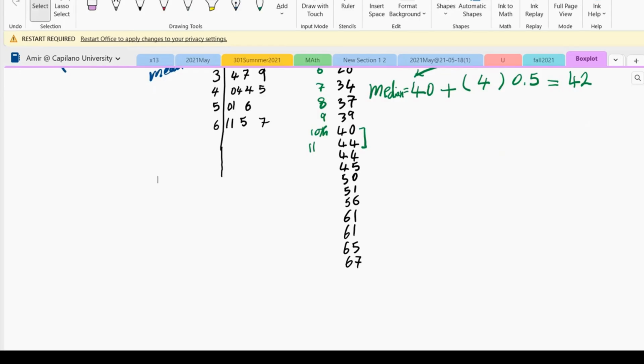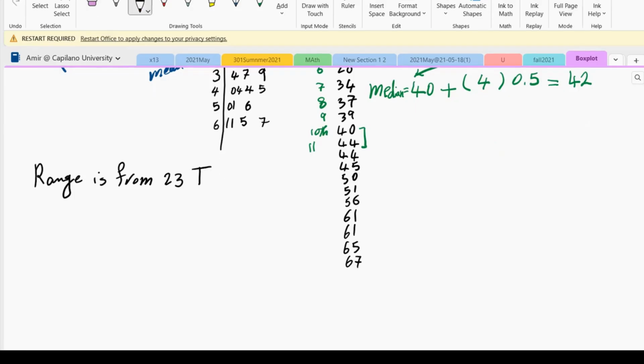So we know the range of our data. Look at your own numbers, because now I have scrolled, and tell me the range of our numbers. What was the smallest number? 23. From 23 to what is the biggest number? 67. And the range is from 23 to 67. The range is 44. So now we have a better understanding.